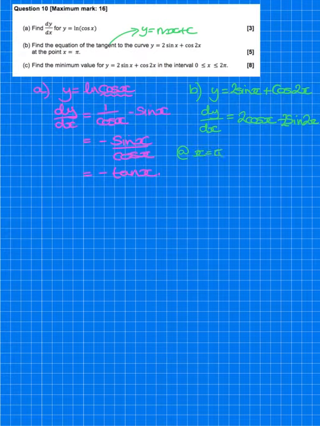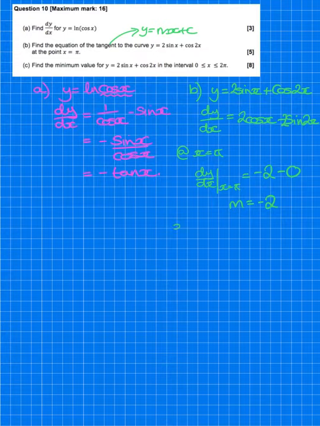So therefore dy/dx at x equals pi. We sub pi into there and we get 2 times cos of pi. Cos of pi is negative 1, so 2 times that is negative 2. And sine of 2 pi, well, that's just 0, so it's going to be minus 0. So dy/dx is going to be equal to minus 2. And that is the gradient, which is m in our line y equals mx plus c.